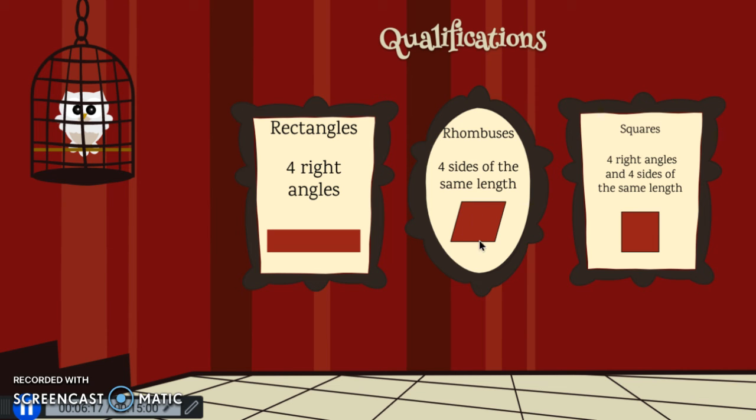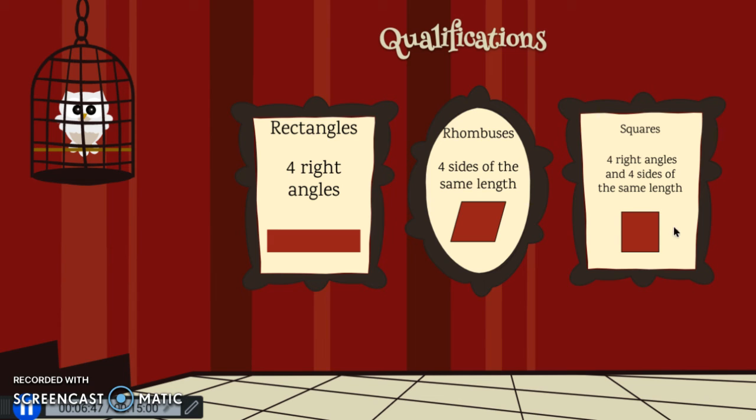This one is a rhombus. It also has 4 sides, and they do have some parallel lines here that will never touch if they keep going at the angle they're going. And we notice that all the side lengths on a rhombus are equal. So they're considered a quadrilateral, but they are not considered a rectangle because they don't have 4 right angles.